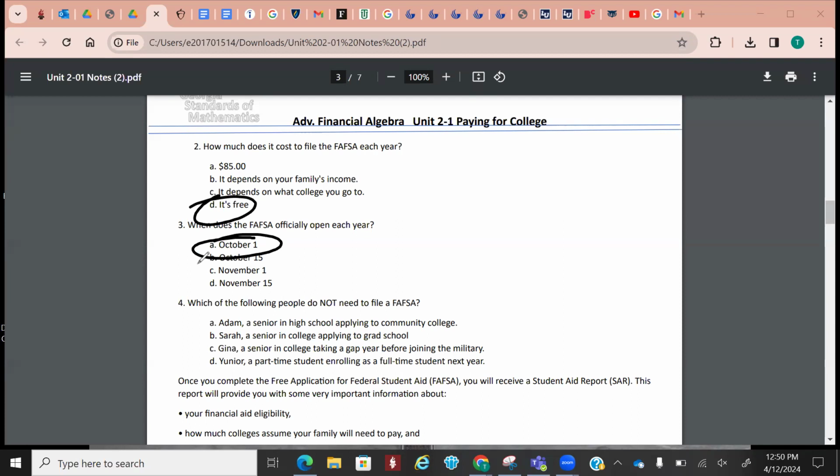And which of the following do not need to file a FAFSA? Adam, a senior in high school applying to community college; Sarah, a senior in college applying to grad school; Gina, a senior in college taking a gap year before she joins the military; or Junior, a part-time student enrolling as a full-time student next year. So Gina would be it, because she's taking a year off.